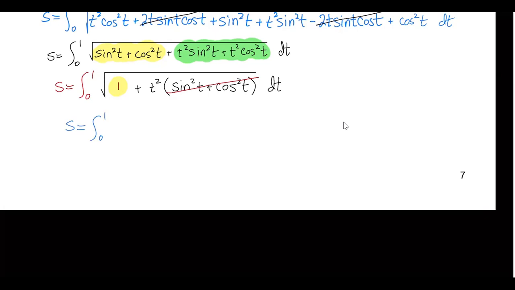Pre-calc strikes again. We have the integral on the interval of 0 to 1 of the square root of 1 plus t squared dt. Oh, why did I go with the ugly? Yeah, that's the good stuff. All right. So good looking radical, good looking integral.